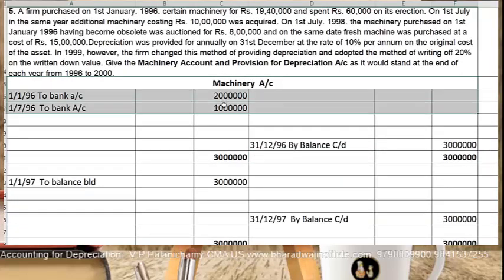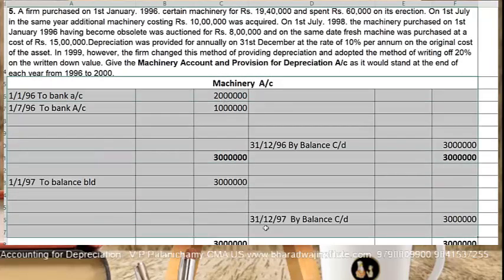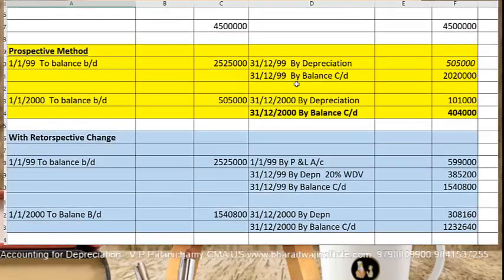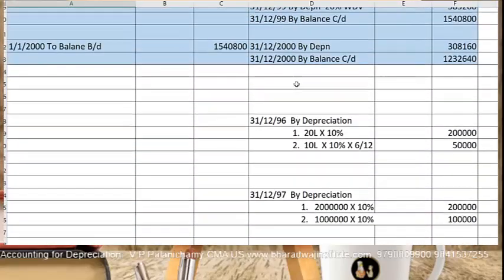In the asset account, don't copy now, I will give you time at the end to copy. Asset account debit to bank, then closing balance. Next year also, to balance brought down, by balance carried down. You can find the asset is appearing at what price? At cost price, because depreciation is going to be recorded in a separate account called the provision for depreciation account.